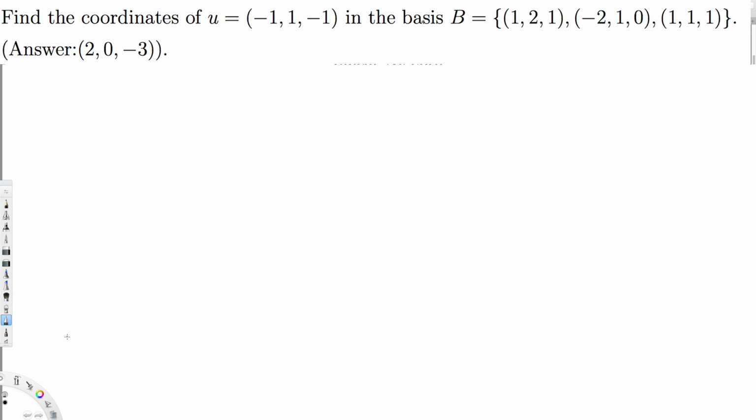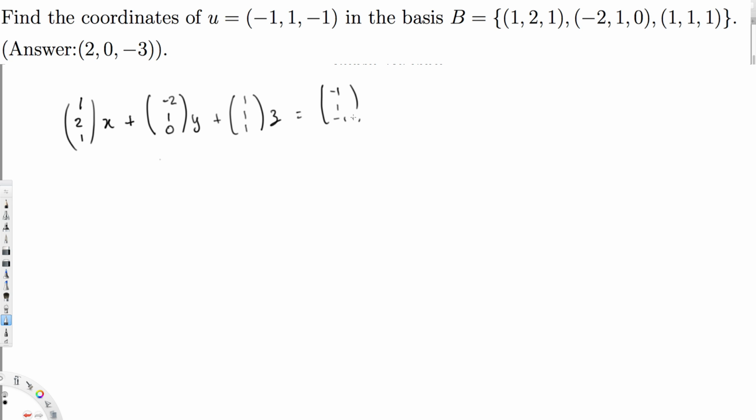In this kind of question, first of all we have to arrange all the basis vectors in columns. First we have (1, 2, 1), arranged in a column. We can pick x, y, z or x1, x2, x3, whatever you prefer; in this case I am picking x, y, z. So (1, 2, 1) multiplied by x, then we add the second column, (-2, 1, 0), multiplied by y, plus (1, 1, 1) multiplied by z. This is equal to the u values, which is (-1, 1, -1).